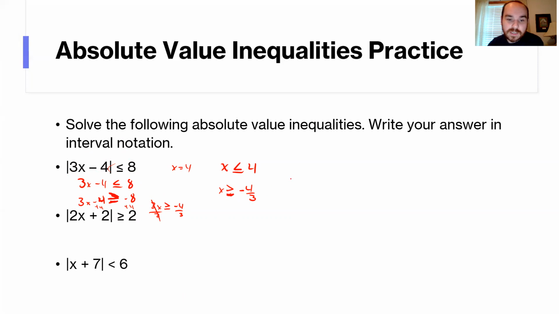And then what you'll notice is that you've got x is greater than or equal to negative 4 thirds and less than or equal to 4. So this is an interval right here. And then we can write this in interval notation: negative 4 thirds, comma 4, with a closed bracket.